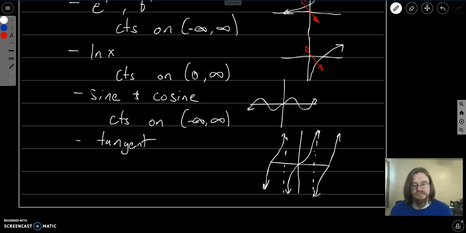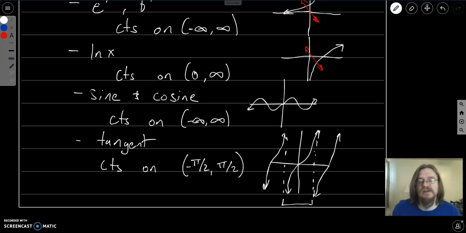So for instance, in this range right in the middle, this is continuous on negative pi halves up to pi halves. So once we hit pi halves, we have to jump from positive infinity down to negative infinity. And just mentioning infinity should ring some alarm bells and say this is probably discontinuous. There's a couple more types of functions that I will look at in the next video too.